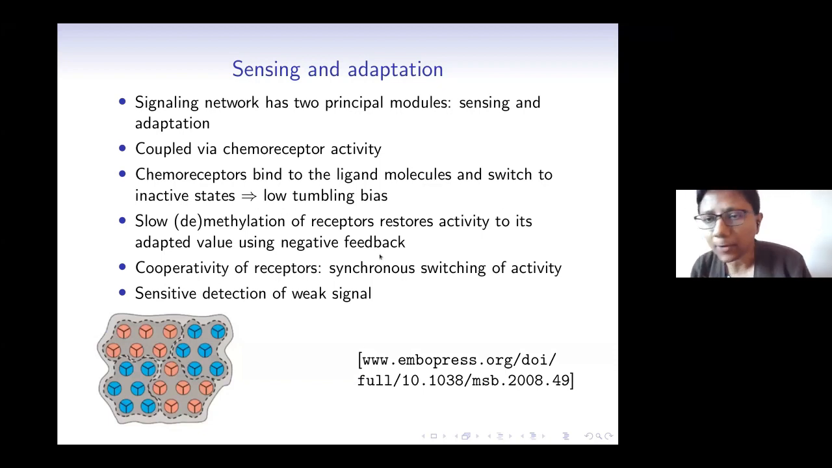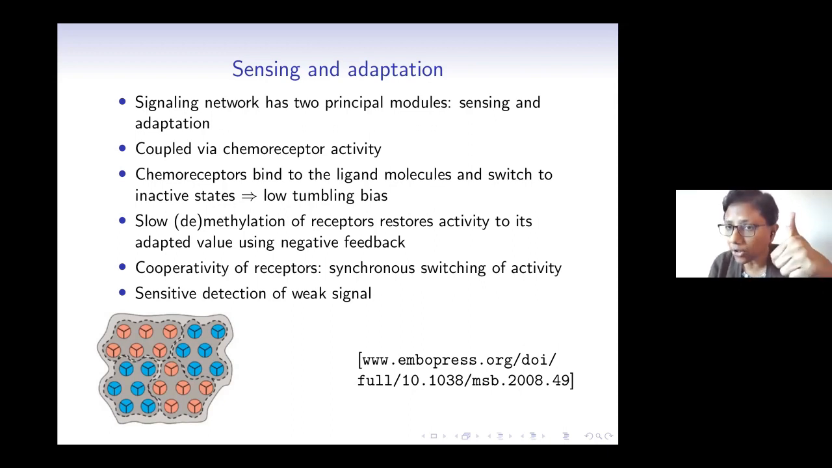Now, how is this possible? The intracellular reaction network that makes such behavior possible has two principal modules. One is called sensing, the other is called adaptation. And these two modules are coupled via the activity of the chemoreceptors. These chemoreceptors, which are transmembrane proteins, can be in two different states, active and inactive. And when they bind to the attractant molecules, the ligand molecules present in the cell environment, they switch to inactive states.